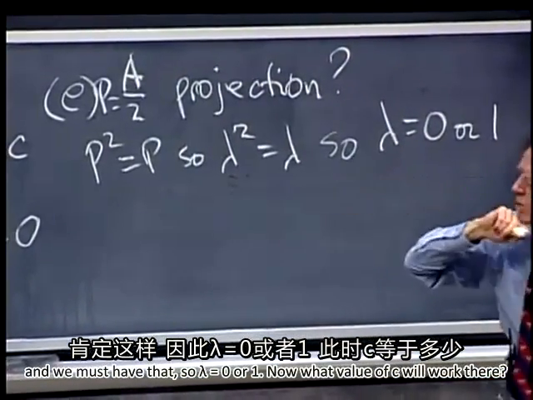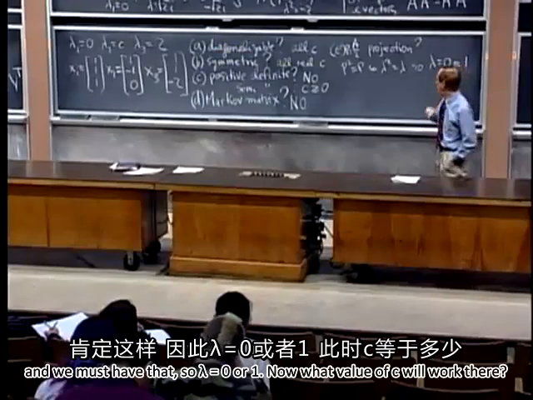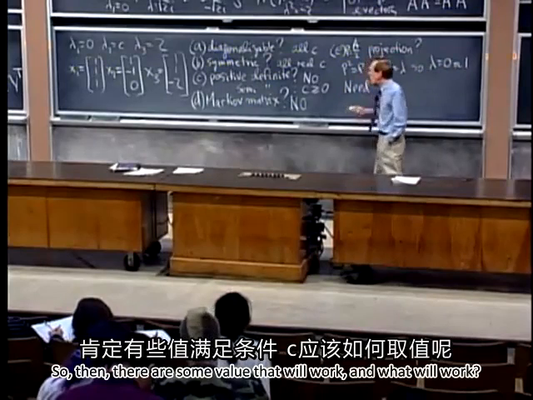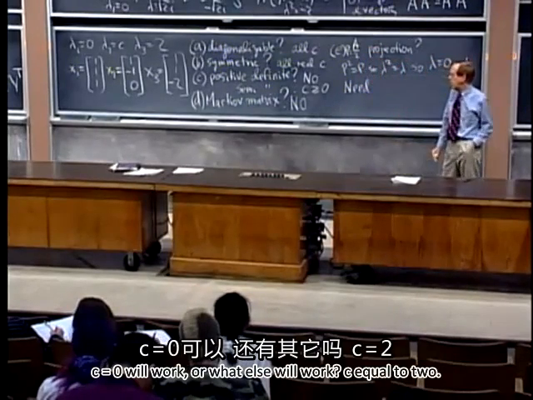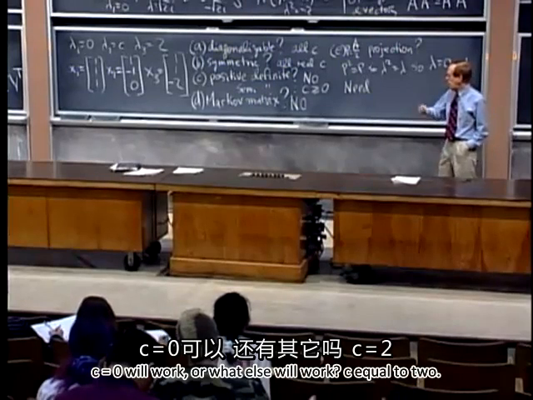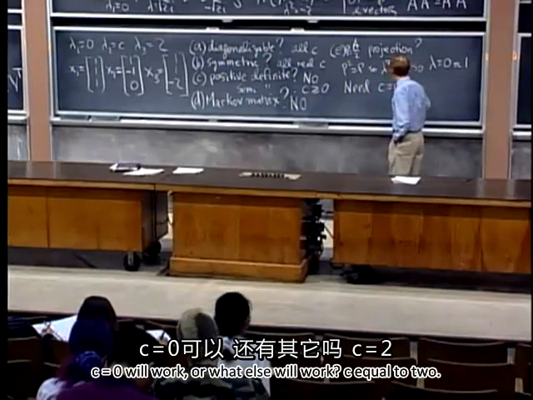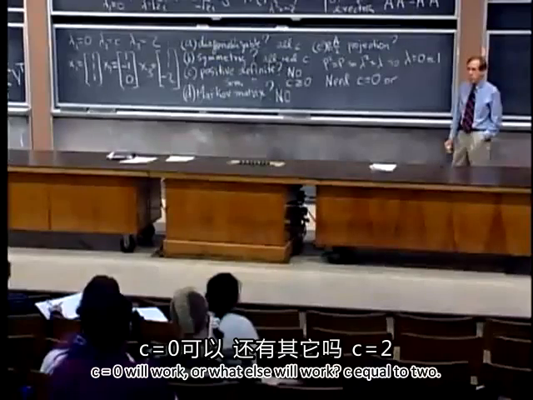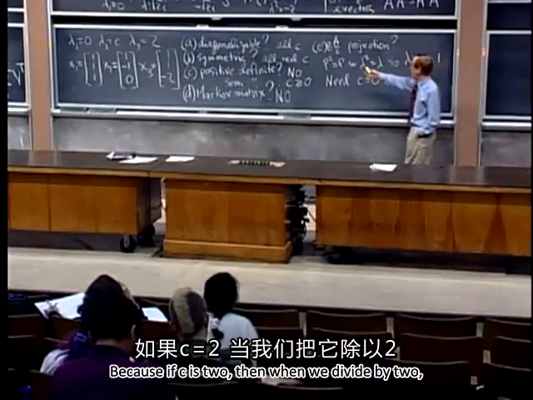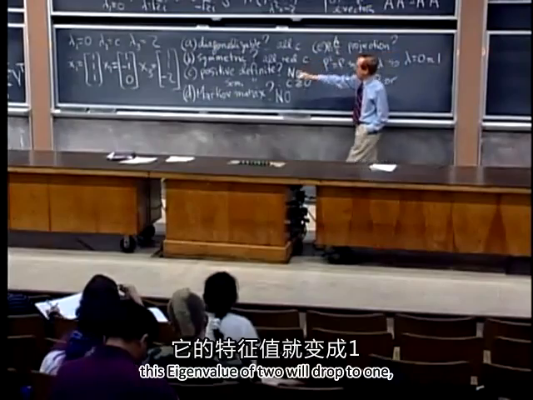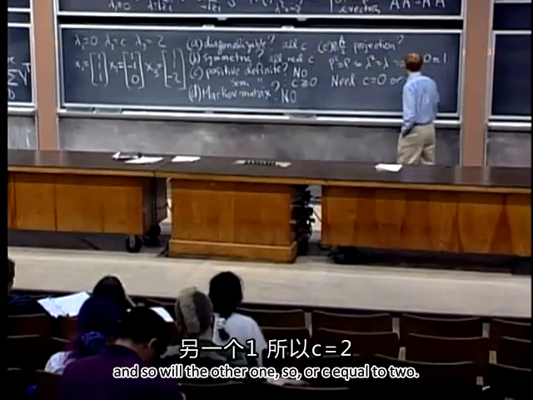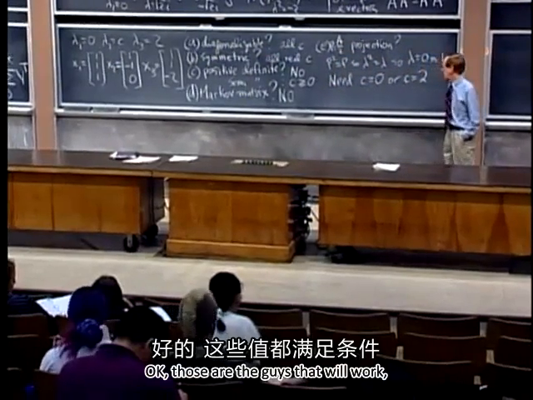Okay, now what value of C will work there? So then we need, there are some values that will work, and what will work? C equals 0 will work, or what else will work? C equal to 2. Because if C is 2, then when we divide by 2, this eigenvalue of 2 will drop to 1, and so will the other one. So, or C equal to 2. Okay, those are the guys that will work.